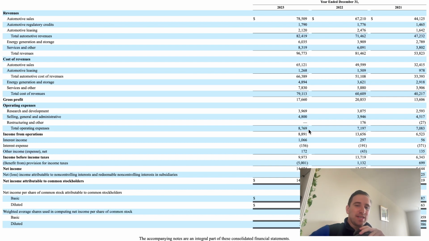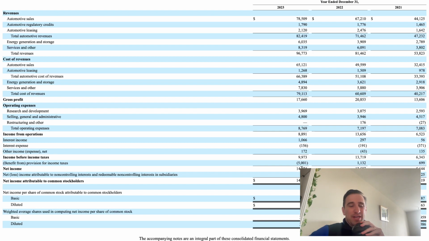And then you need to take that out as well from the gross profit. And then you work your way down this list: interest income, interest expense, other income, income before income taxes. Then, of course, you've got all these tax things that are going on. So benefit from or provision for income taxes. And then you get your net income here. In this case, it says here, 14 billion.